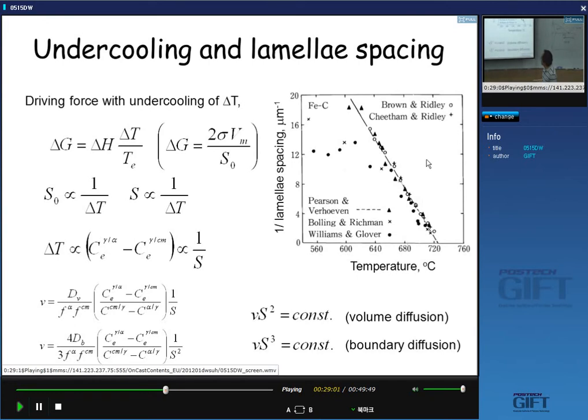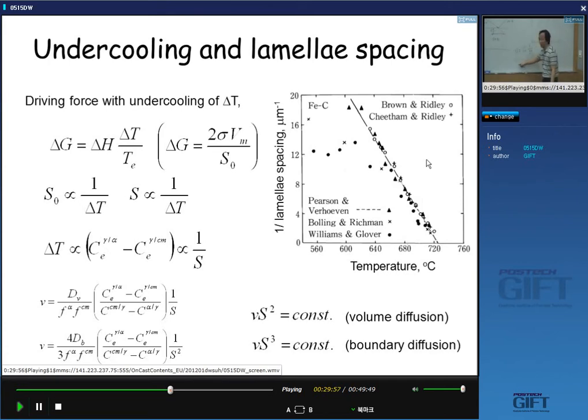And we already said the degree of supercooling is inversely proportional to the interlamellar spacing. So this is the growth rate equation we already derived. And this term is inversely proportional to the interlamellar spacing. So it means that when the growth of pearlite is controlled by the carbon diffusion in austenite, then the velocity will have a constant and 1 over the square of the interlamellar spacing.